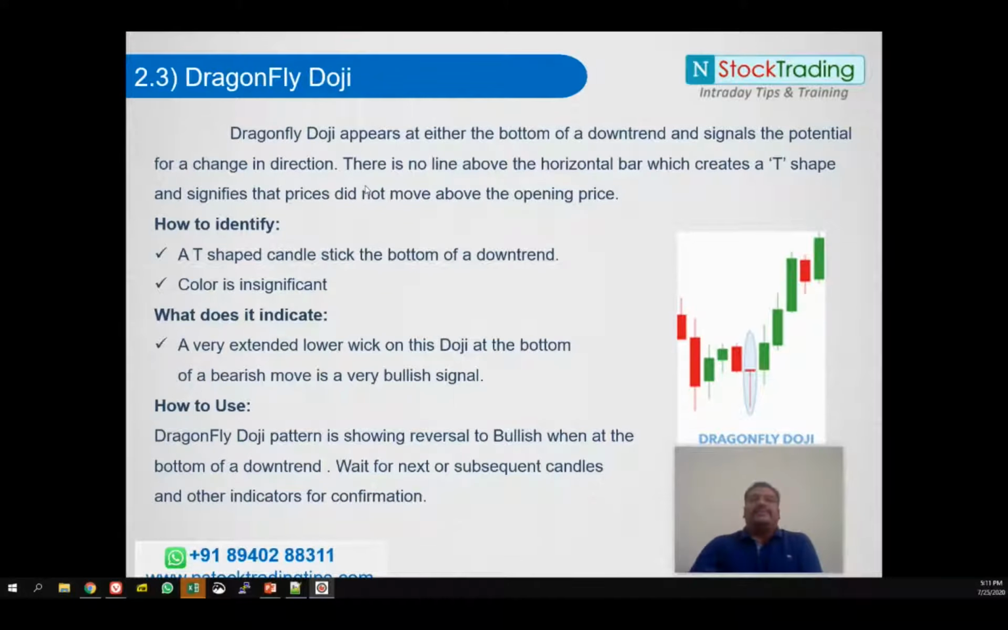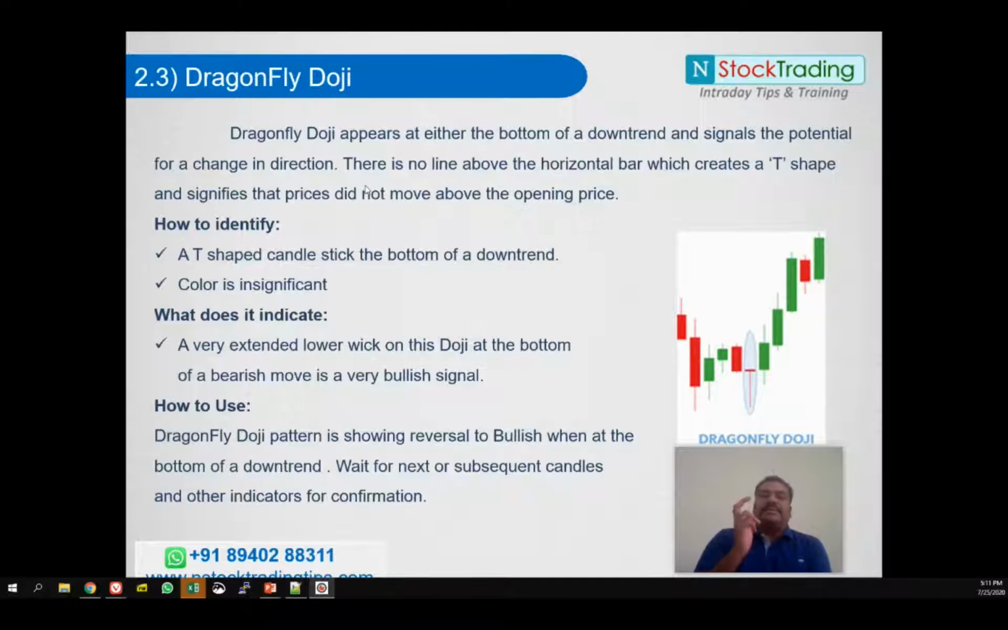Next, we have something called the Dragonfly Doji. Actually, this is an important doji. It looks like a T. The open and close are the same, and then there is a long shadow on the bottom. Okay, what does this mean? Is there any significance about the color?